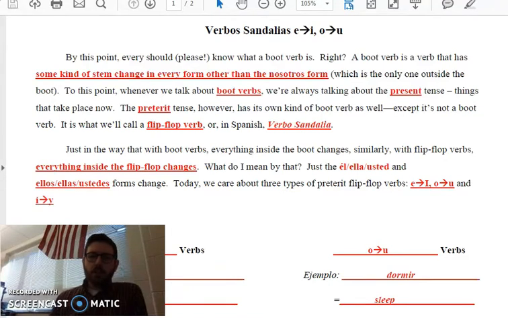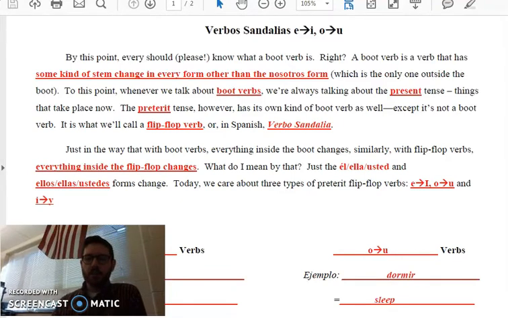So without further ado, there are actually three types of verbos sandalias we're going to take a look at. E to I, O to U, and it doesn't show up at the top there, but I to Y. And the notes go like this. It says, by this point, everyone should, please, know what a boot verb is. A boot verb is a verb that has some kind of stem change in every form other than the nosotros form or the vosotros form.